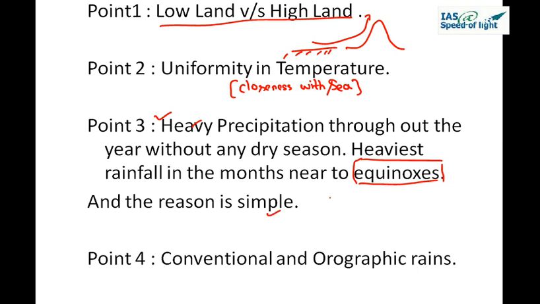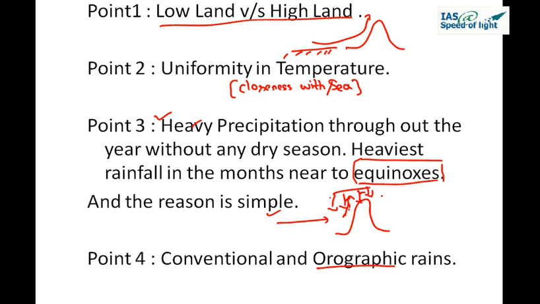Here again we see convectional and orographic rains. Orographic simply means that if there's a hill and a wind coming, it is obstructed by this hill. The hill forcefully pulls the air up. When this water vapor air is pulled up, it is going to condense, and when it condenses, it is going to rain. This is the simple meaning of orographic rainfall.